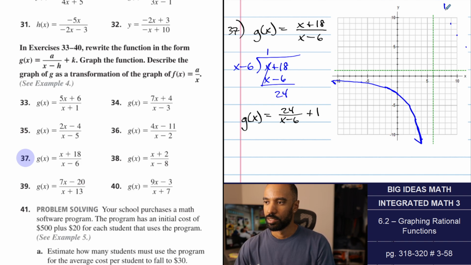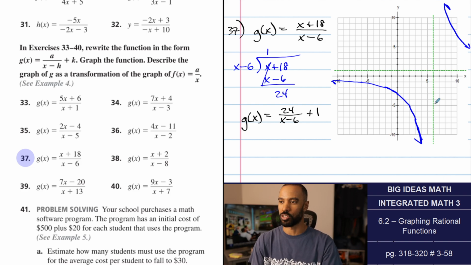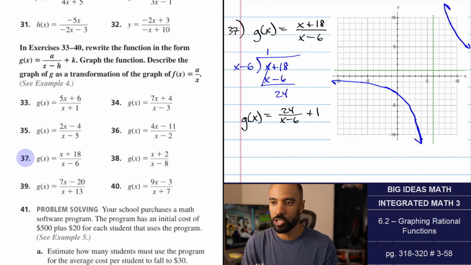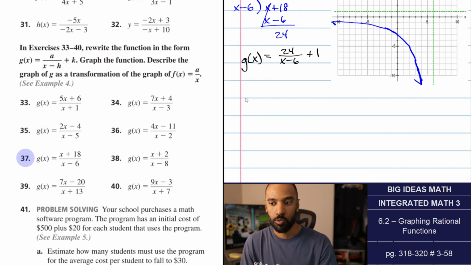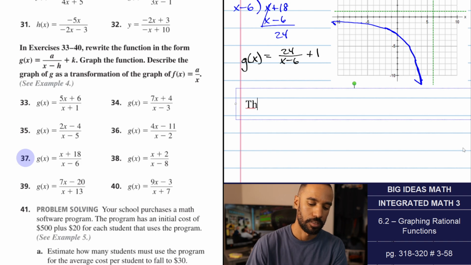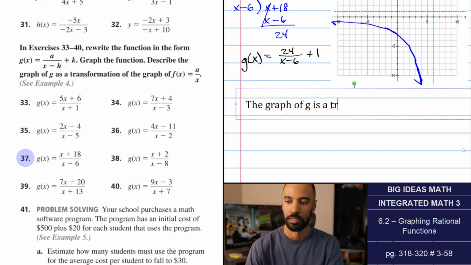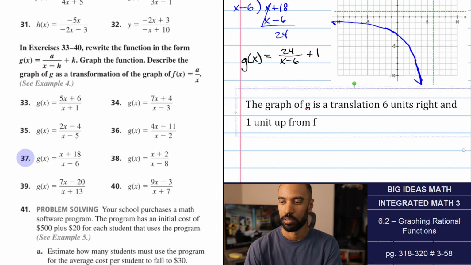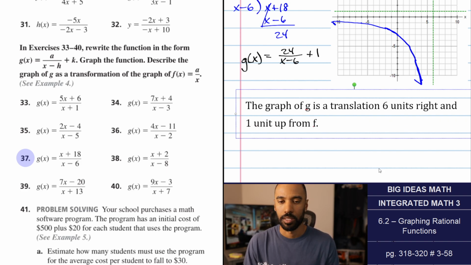All right. But I graph what I can. Our f of x equation is 24 over x. This is just a translation. The graph of g is a translation 6 units right and 1 unit up from f. All right, there we go.